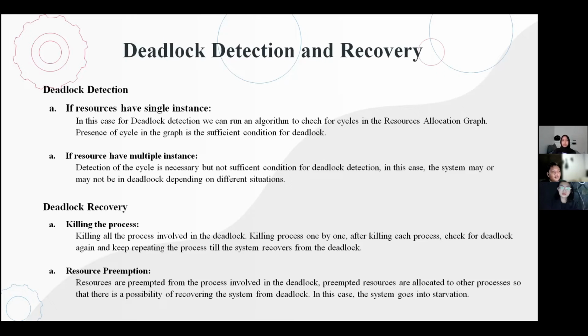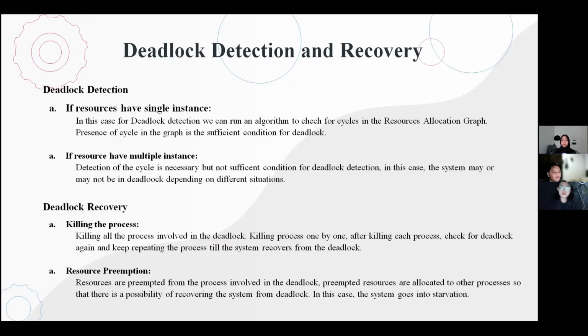The second one is deadlock recovery. The first one is killing the process. Killing all the processes involved in the deadlock, or killing processes one by one. After killing each process, check for deadlock again and keep repeating until the system recovers from the deadlock.